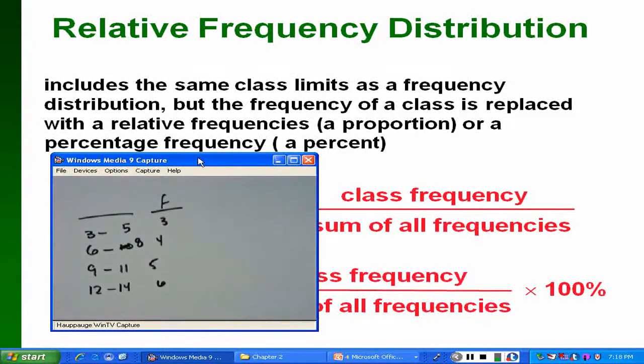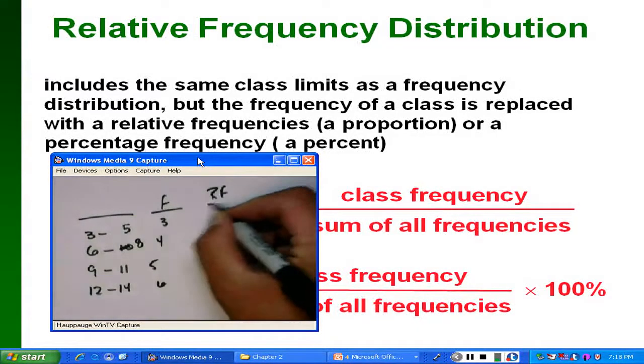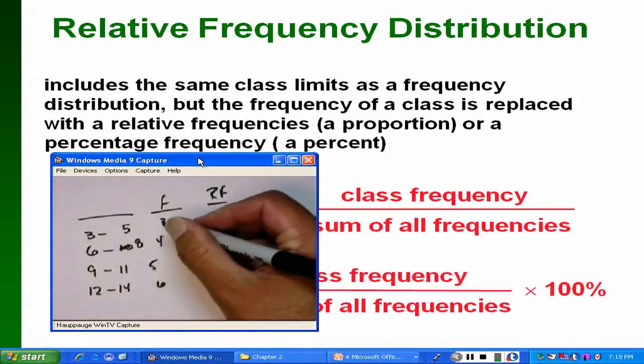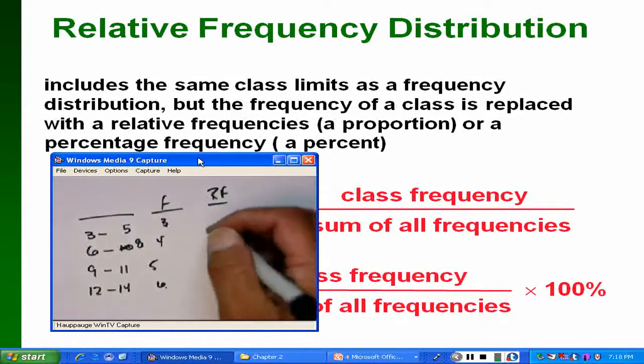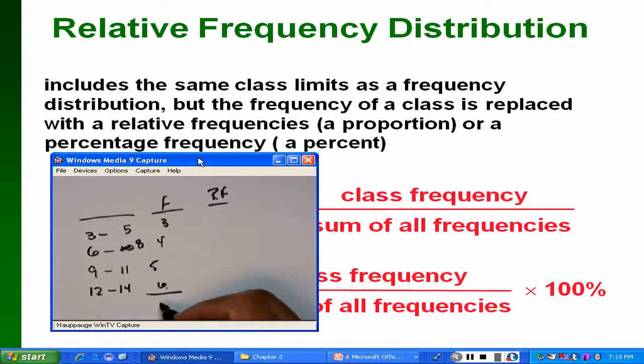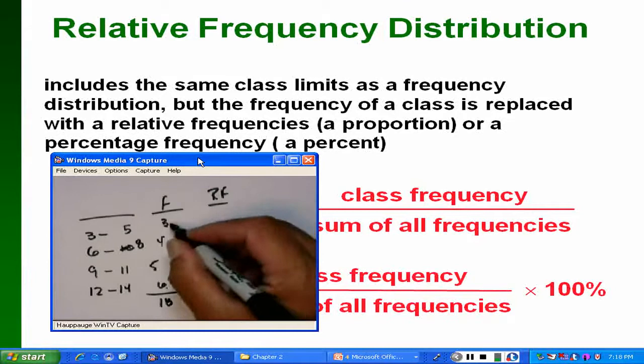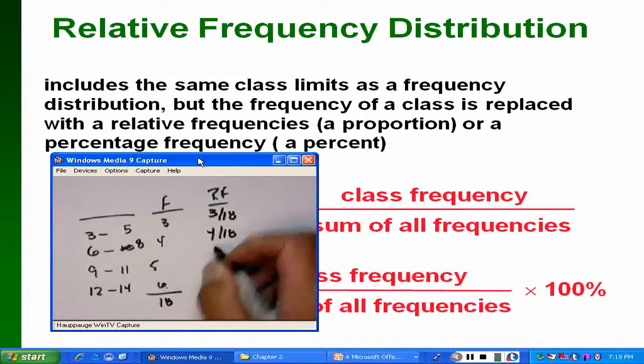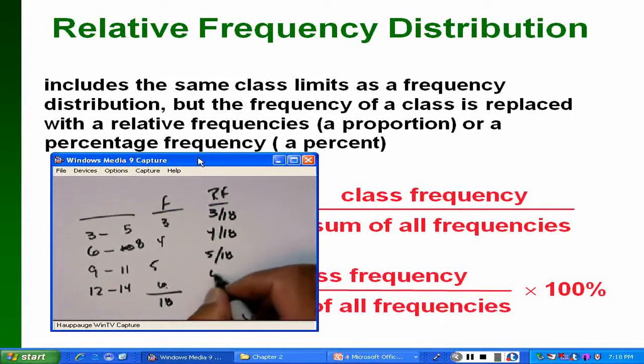Okay, so now, basically what relative frequency is this. You sum these up. You add them up. How much do you have here? Well, you have 3, 4, 5, plus 6, it gives you 18. So now relative frequency is basically 3 divided by 18, 4 divided by 18, 5 divided by 18, 6 divided by 18. You see that? That's basically what relative frequency is.